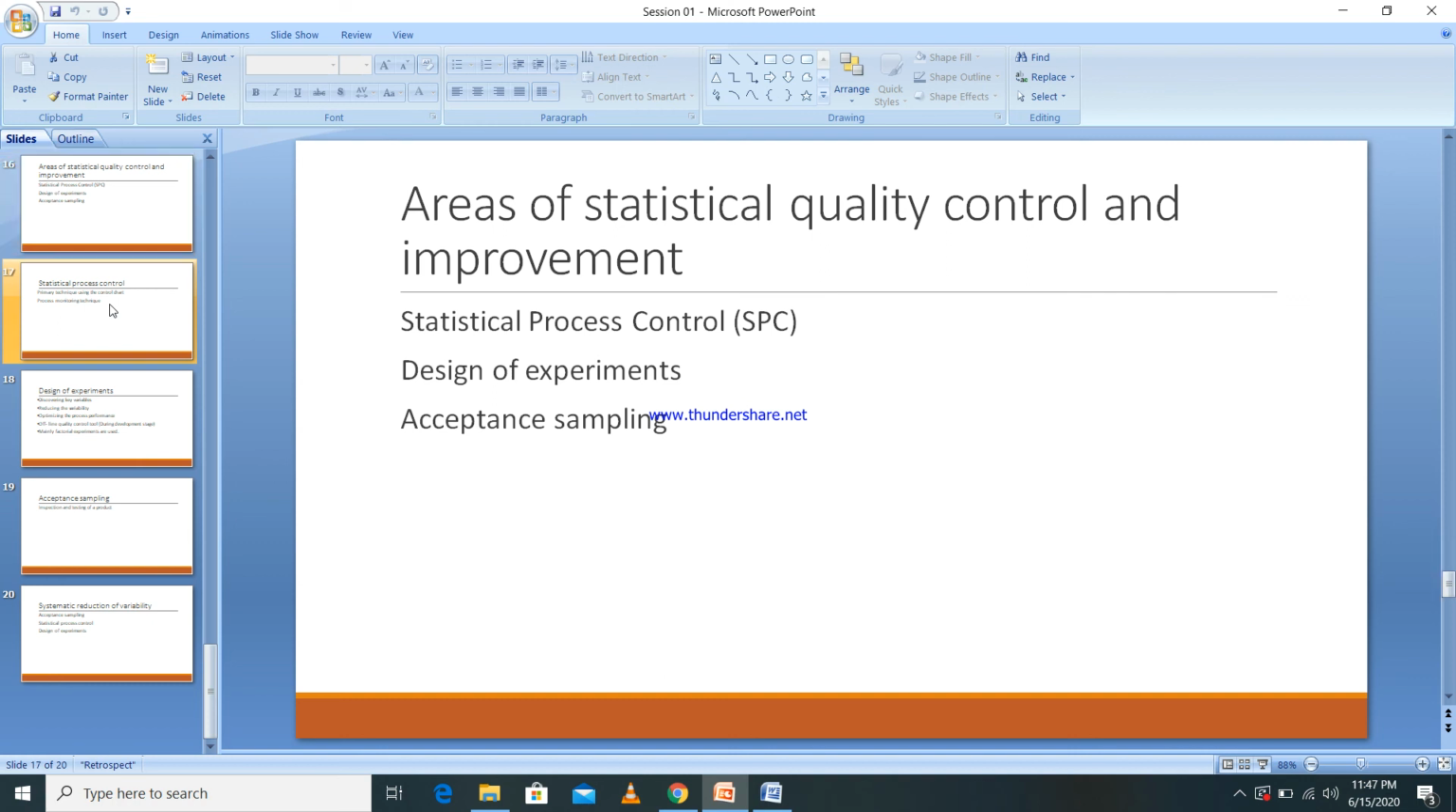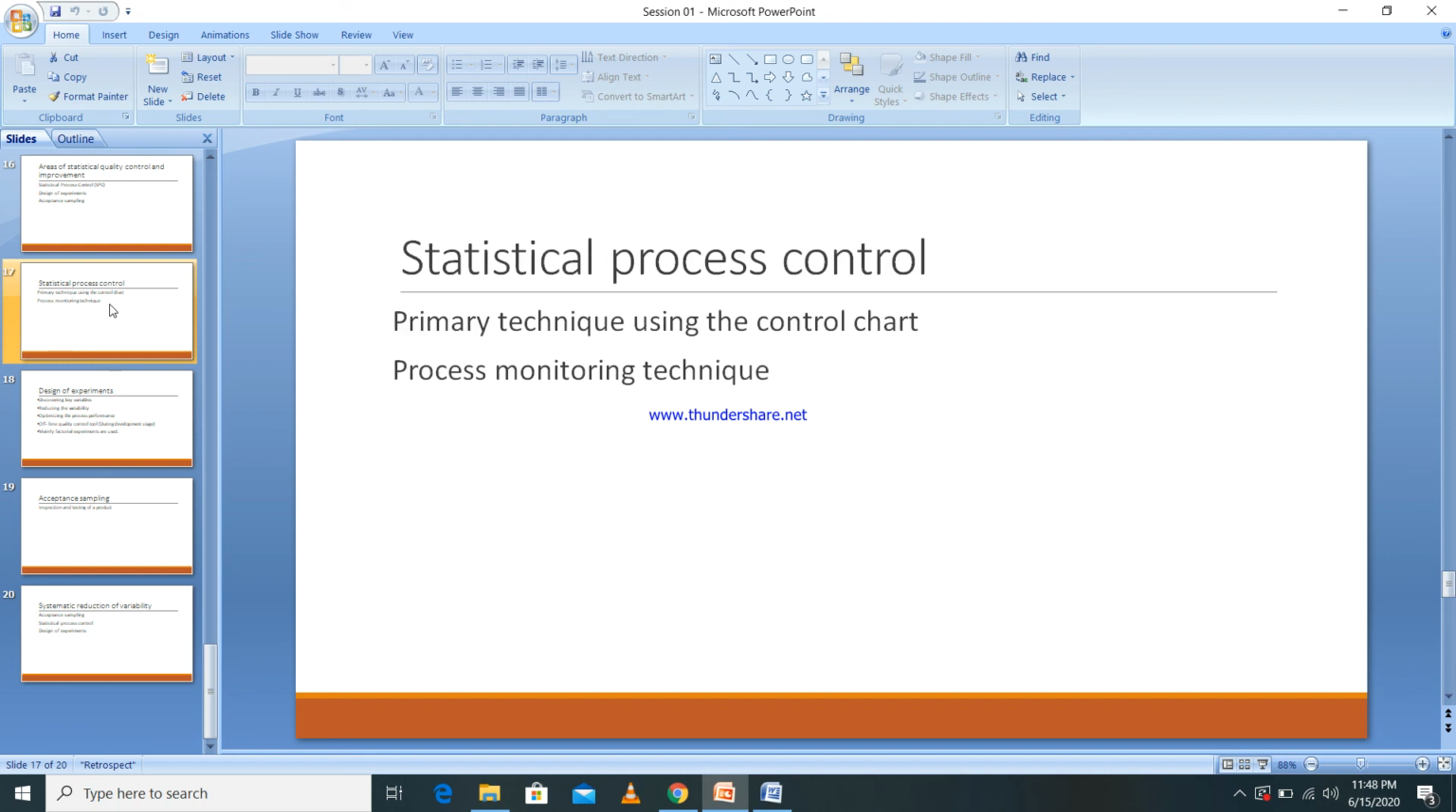So statistical process control is the basic or primary technique to evaluate the quality of your product or service using control charts. If you are using statistical process control to evaluate the quality of your product or service, you have to monitor your process continuously. So this is known as a process monitoring technique. You have to always monitor your process using control charts. Then you can get an idea about the quality of your product or service. That is what is meant by statistical process control, and we will be talking about this further in our upcoming lectures.